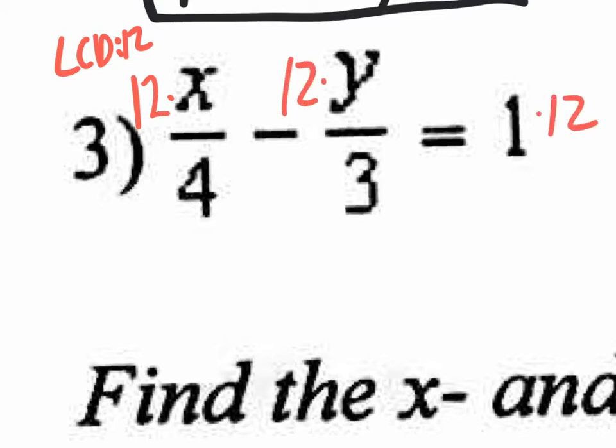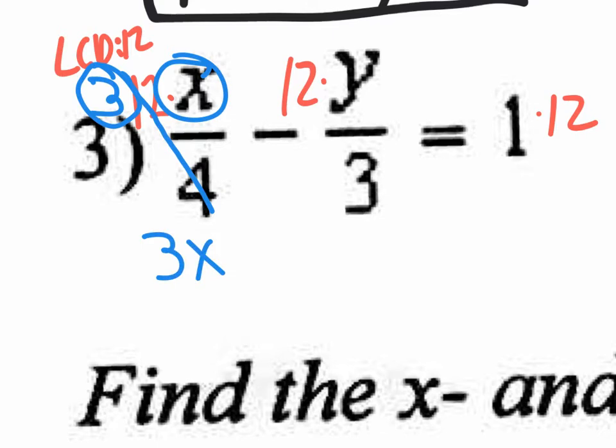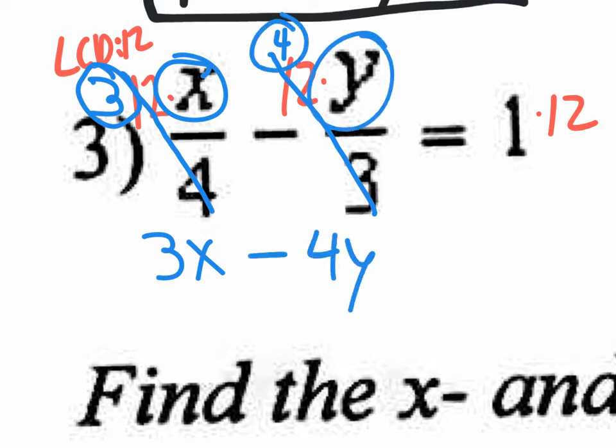Notice that I wrote the 12 up on top on the numerator portion, because then you really do have 12 on top divided by 4 on the bottom, and that'll give you 3. So you really have 3 times x, that gives you 3x. And up here, 12 divided by 3 is 4. And 4 times y gives you a 4y, and of course it has a minus in front of it. And 1 times 12 is 12, and that is your standard form equation right there.